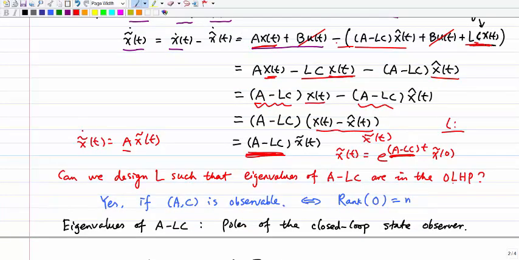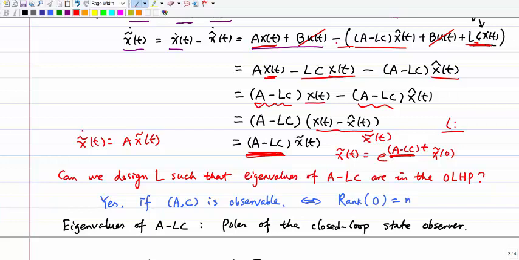At least now we do have an option. In the previous one, we cannot have anything, right? It's just if A doesn't have the property, we cannot do anything. If it does, which is great, right? Here we can have an option. We can design this parameter L, called the observer gain, such that the eigenvalues of A minus LC are in the open left half plane. So under what condition can we do so?